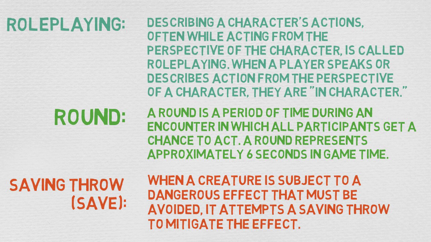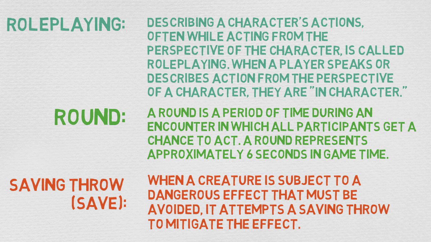Saving throw, or a save, as almost everyone calls it. When a creature is subject to a dangerous effect that must be avoided, it attempts a saving throw to mitigate the effect. It doesn't mean the effect gets completely nullified all the time, but it might lead to reduced damage or something else. But it's just a term to be aware of, so it'll ask for a certain kind of save, and then you'll roll your d20, add whatever modifier based on whatever type of save it is, and then based on the result versus the DC, something will happen or something won't happen.